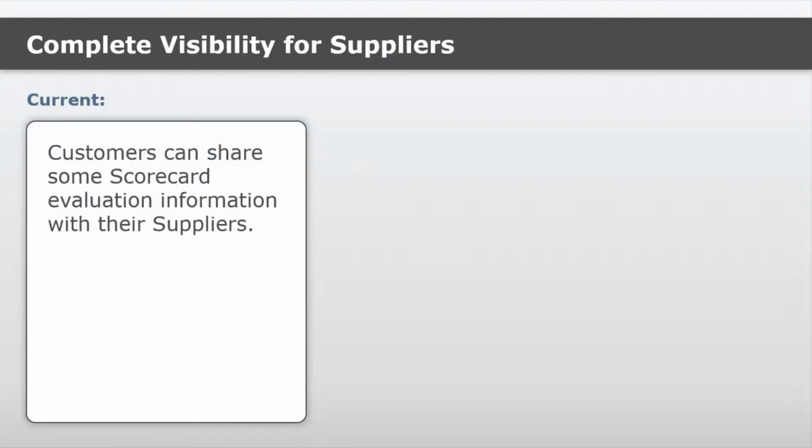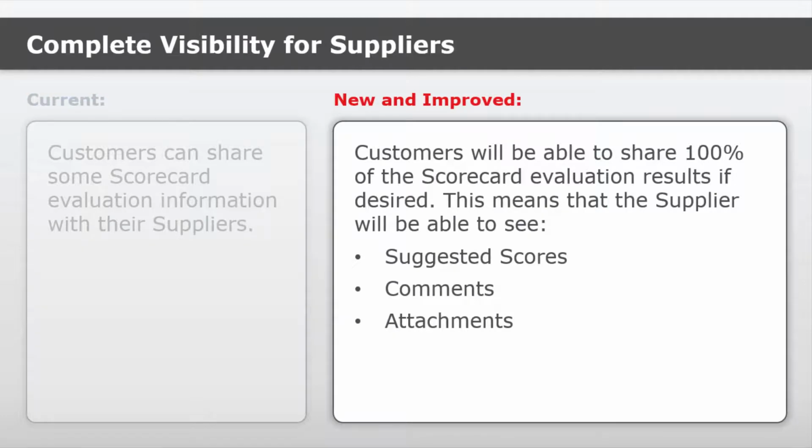A third improvement to scorecards that you will see is the ability to share all scorecard results with the supplier. Currently, it's possible to make a limited amount of scorecard evaluation results visible to suppliers. However, suppliers are not able to view the buyer's suggested scores. Some customers may want to be fully transparent with their suppliers and provide complete visibility. Therefore, in the upcoming release, customers will be able to choose whether or not they wish to modify their sites to allow for this complete transparency.